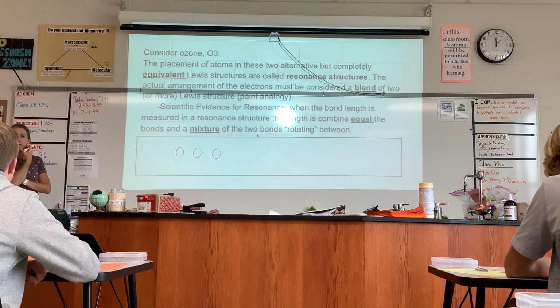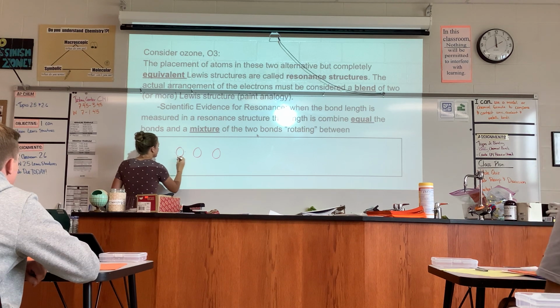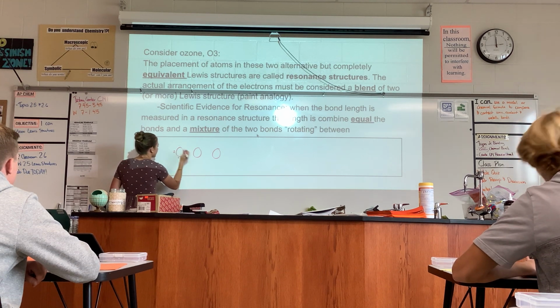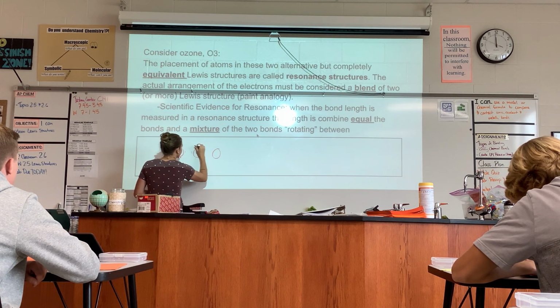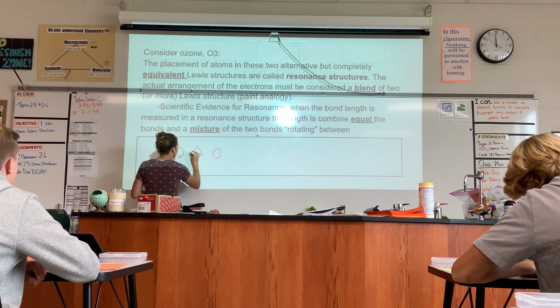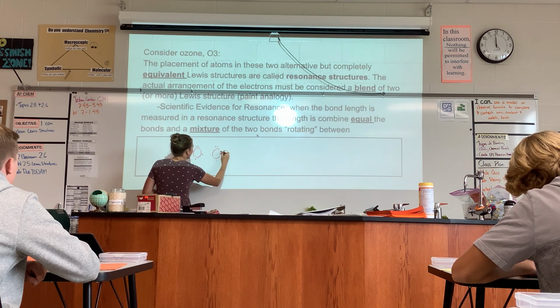How many electrons does oxygen come to the party with? 6, so give them all 6. 1, 2, 3, 4, 5, 6. She's doing the homework for you. 1, 2, 3, 4, 5, 6. What is this? Okay.